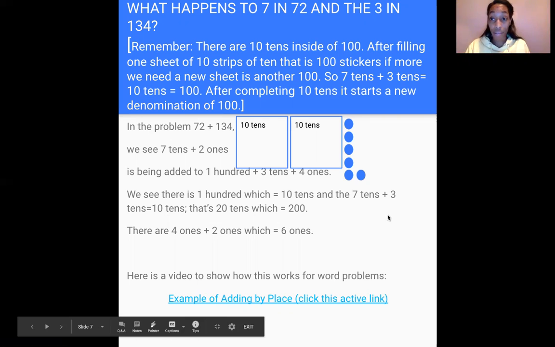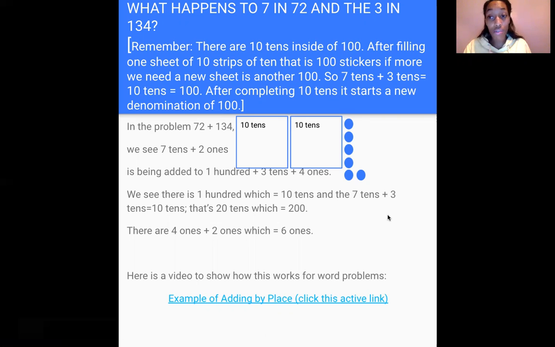Okay, so remember, inside of 100, there are 10 tens. After you fill one sheet of stickers, which is 10 strips of 10, that sheet is full, that sheet gets placed to the side. Now that 7 tens and that 3 tens makes another sheet of 10 tens. And that's how we got our 200.